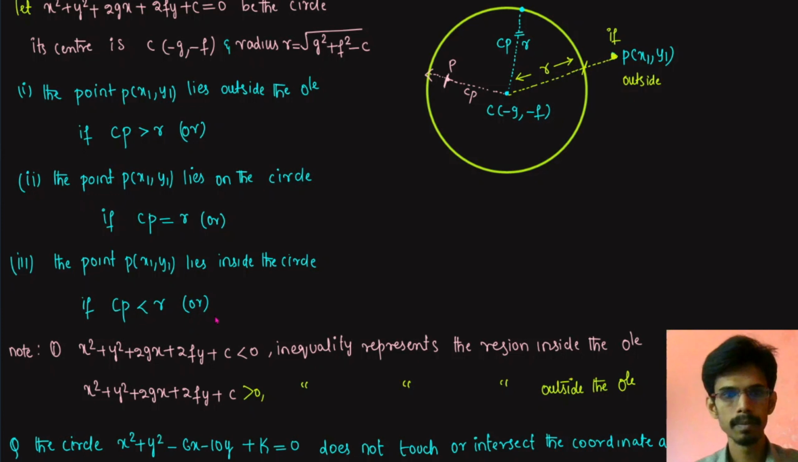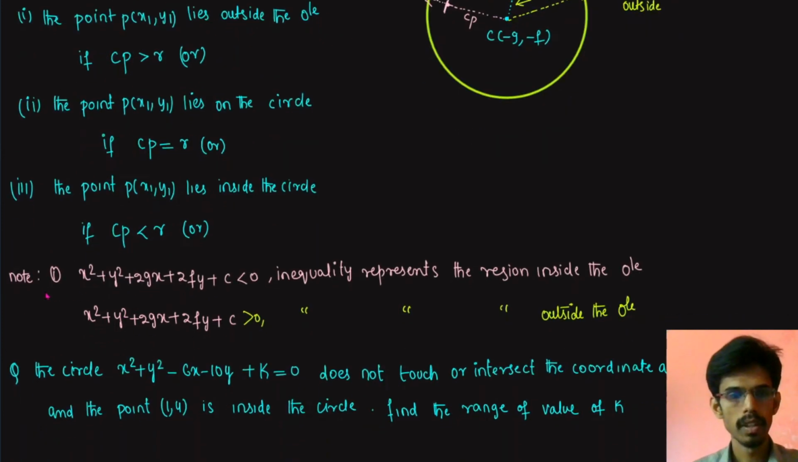Now let us note this point: x square plus y square plus 2gx plus 2fy plus c less than 0. This inequality, less than 0, represents the region inside the circle. If we have the circle, this region is specified by this lesser sign. Whenever we have greater than 0, then this inequality represents the region outside the circle.